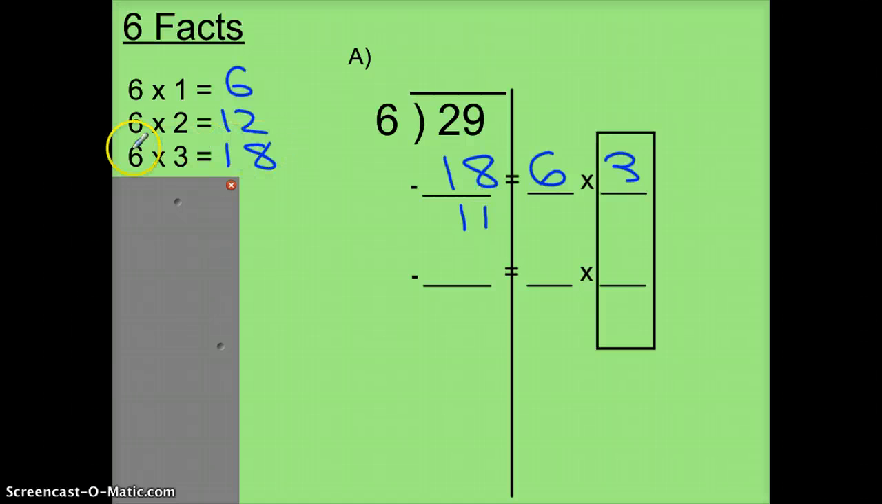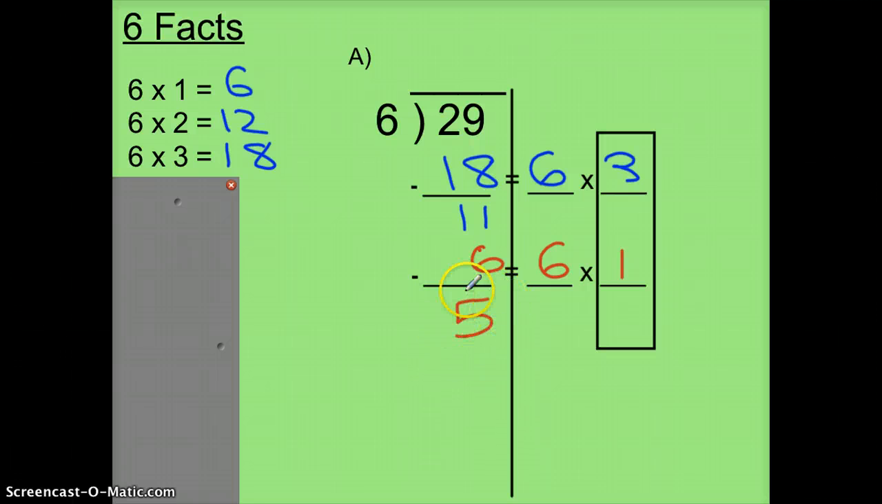I'll come back to my products. 18 is too many, 12 is too many, so I'll use 6. And the fact here is 6 times 1. So what I'm going to do is take one group of 6 away from 11. And one group of 6 is 6. And I know 11 minus 6 is 5.